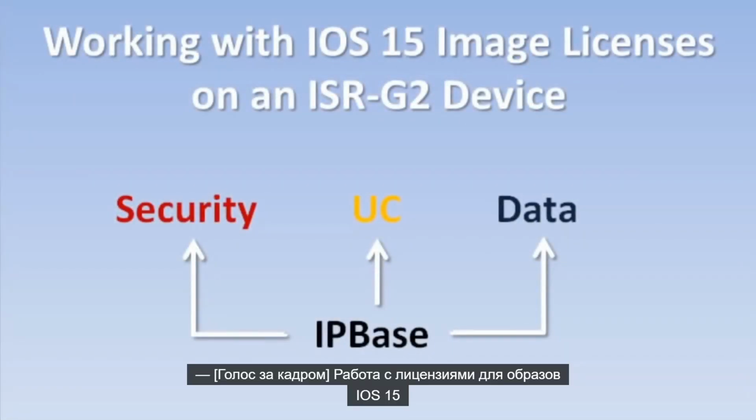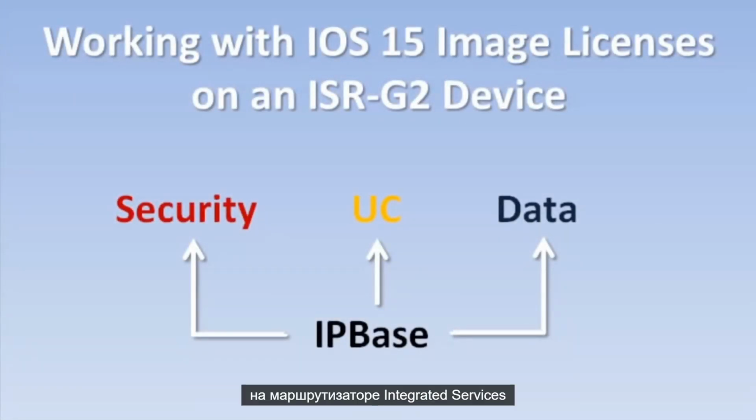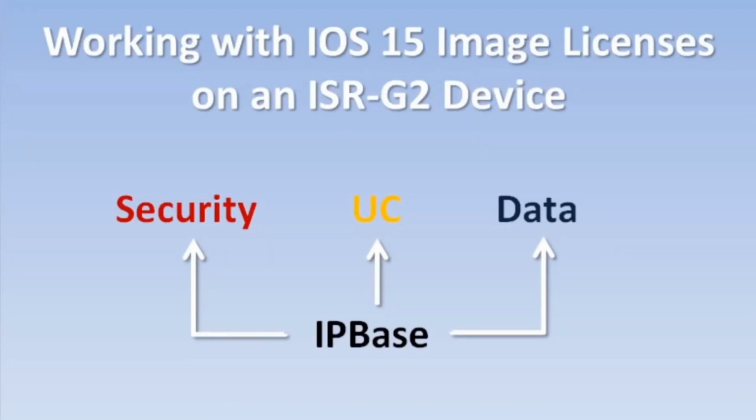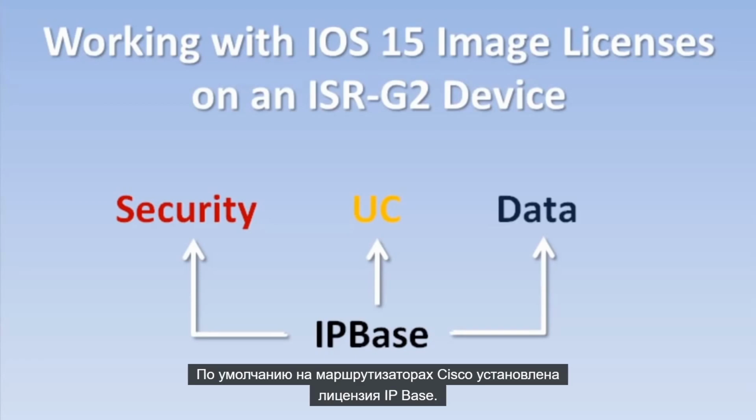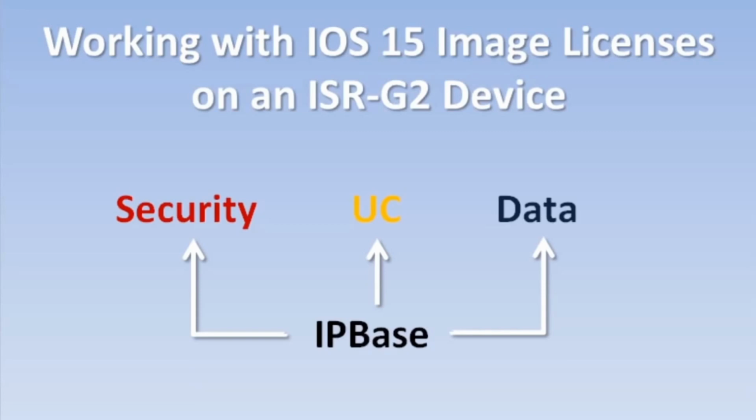Working with IOS 15 image licenses on an Integrated Services Generation 2 router or ISR G2 device. By default, Cisco routers have the IP base license installed. This gives the routers the capability to use EIGRP, OSPF, RIP, NAT, DHCP, access lists, PPP, and more.